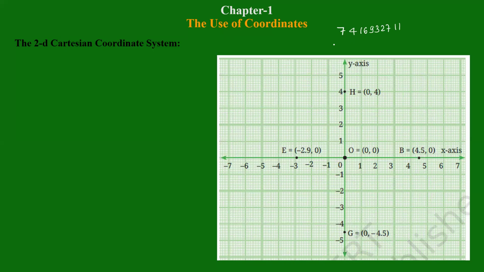So here the name is the use of coordinates. Nowadays, suppose we are trying to go somewhere. Without knowing that place, we take the help of Google Maps. In Google Maps, the location of the destination that we want to visit is given with the help of longitudes and latitudes.